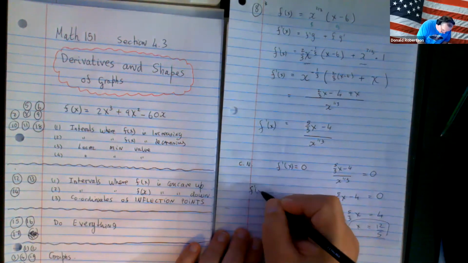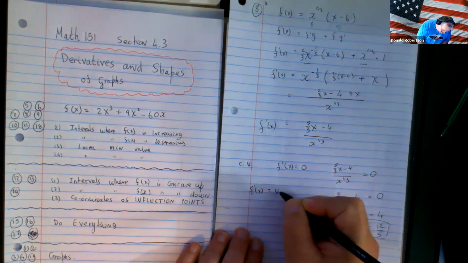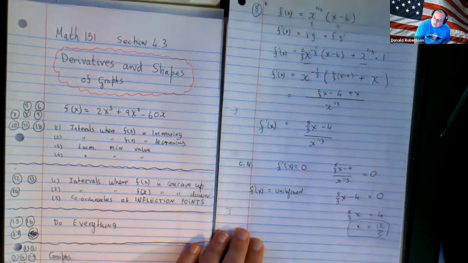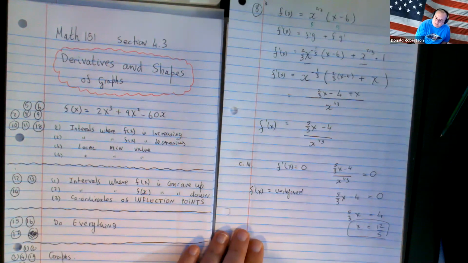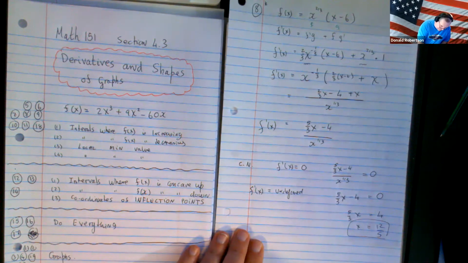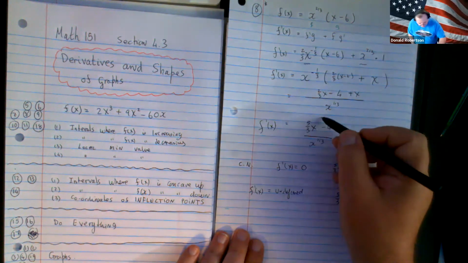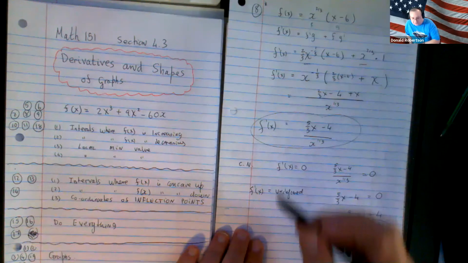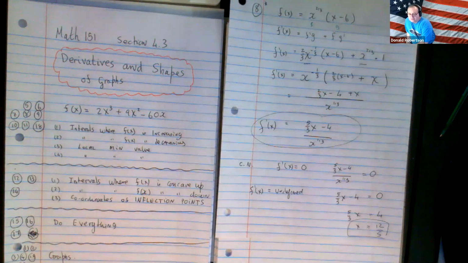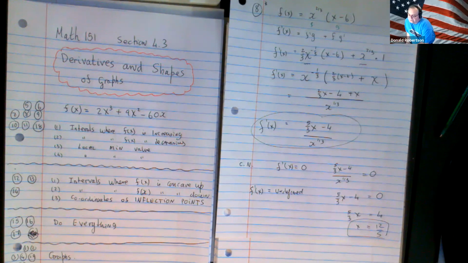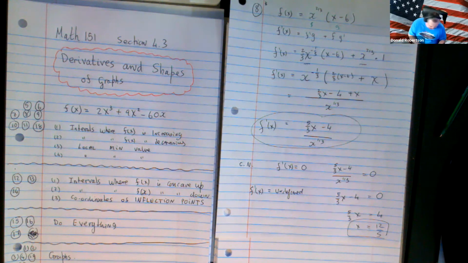There are also critical numbers when a function is undefined. Is there any value of x that you would have problems finding the derivative of? What's the one value of x? I think I've got 0.